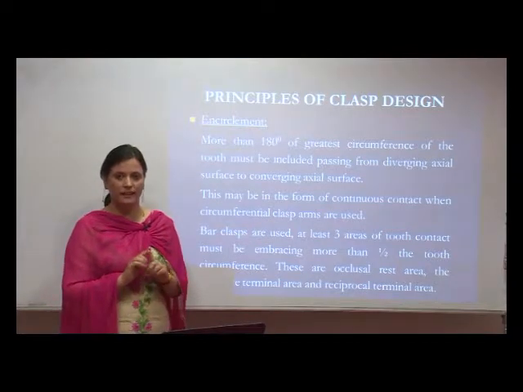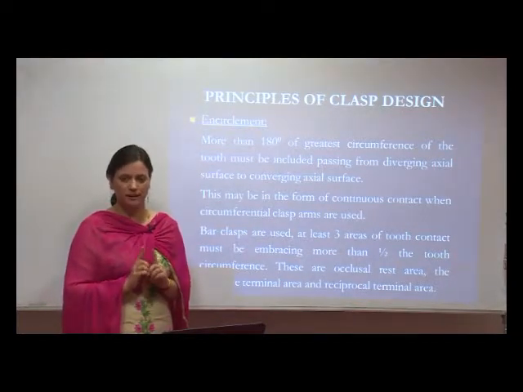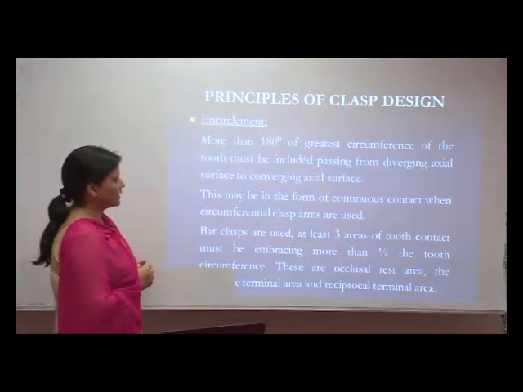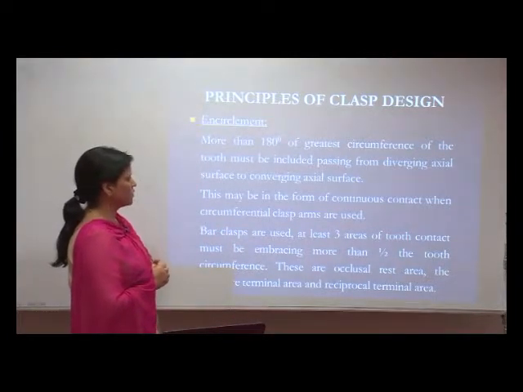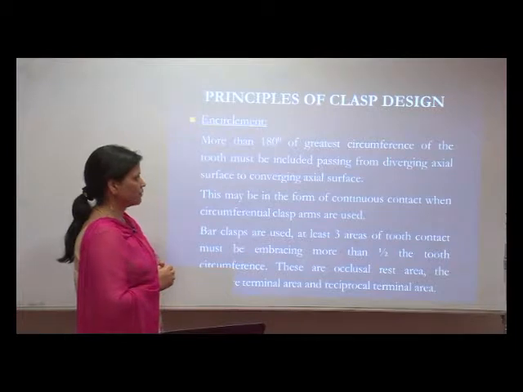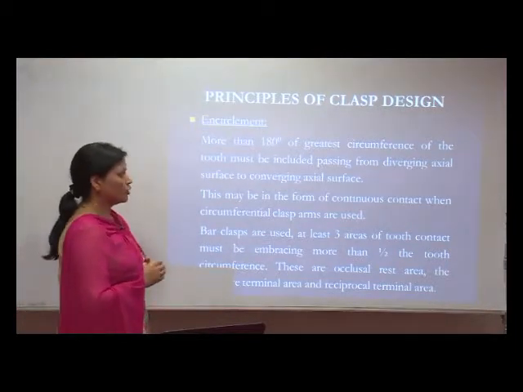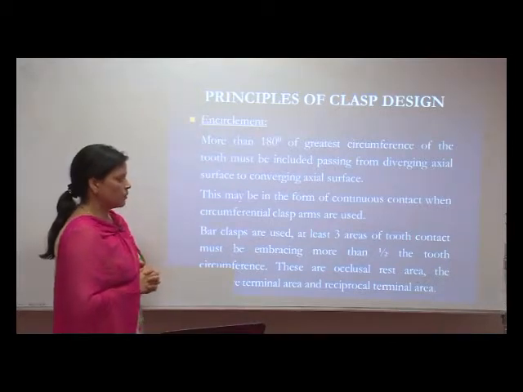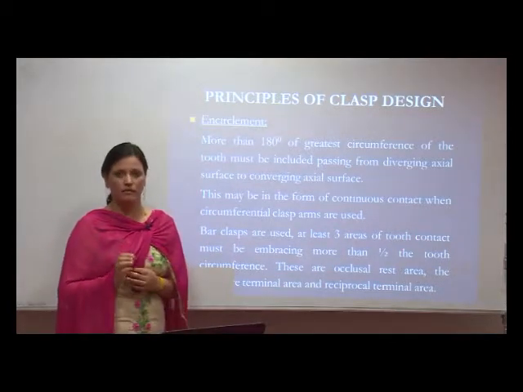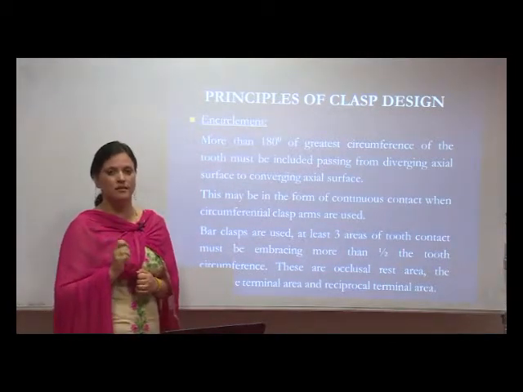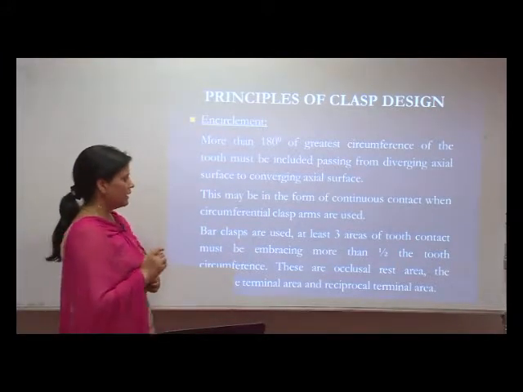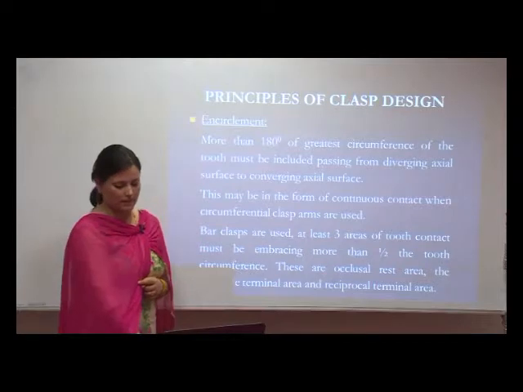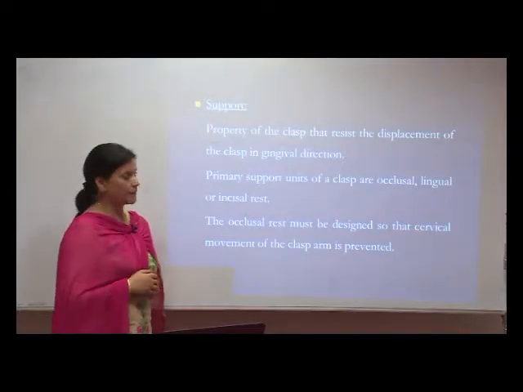There should be more than 180-degree encirclement of the clasp on the tooth surface. More than 180 degrees of the greatest circumference of the tooth must be included, passing from the diverging axial surface to the converging axial surface. This may be in the form of continuous contact, for example a circumferential clasp, or it can be non-continuous, for example a bar clasp.